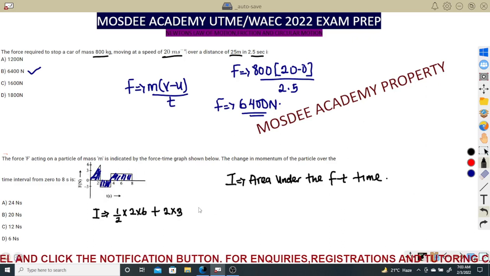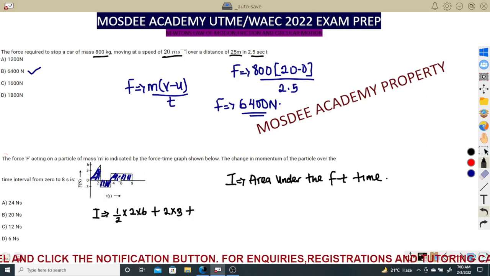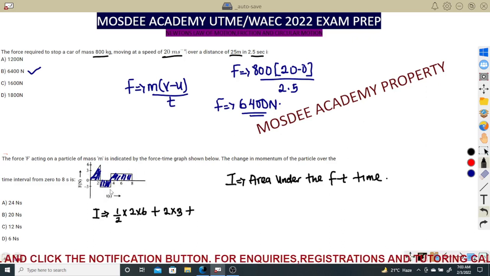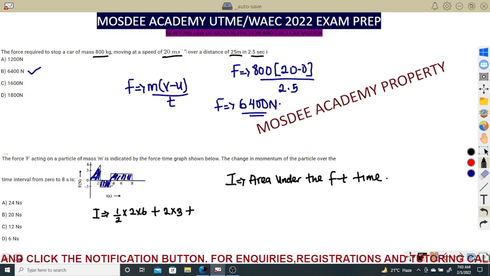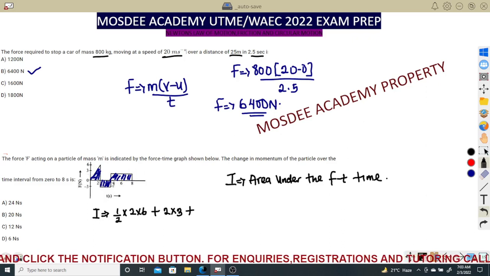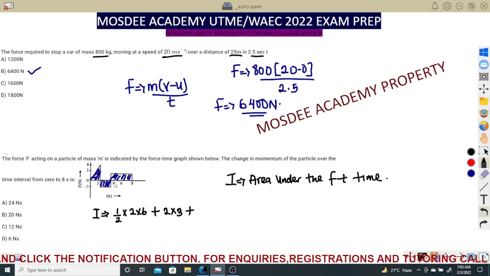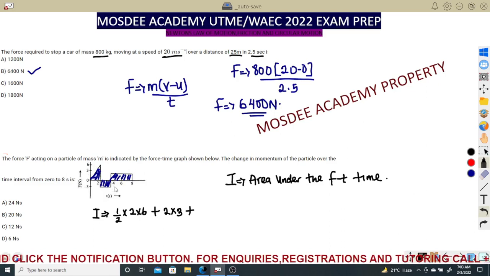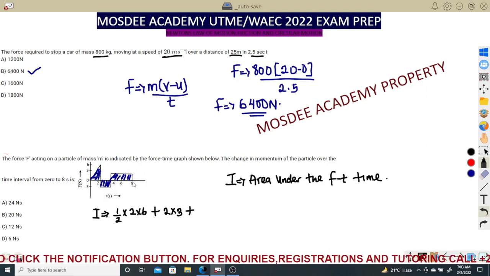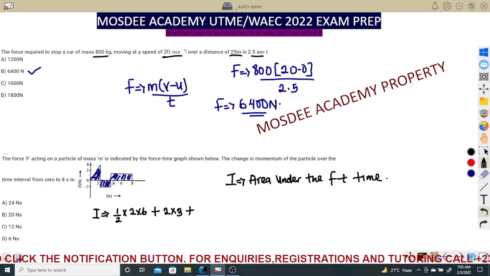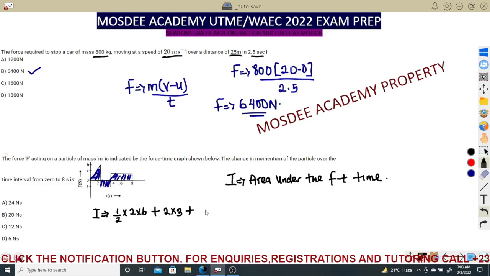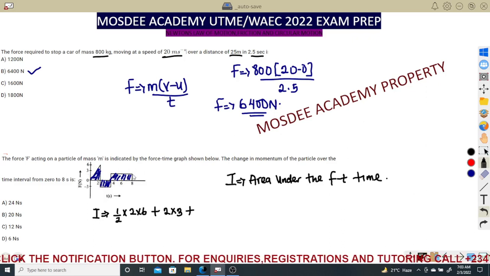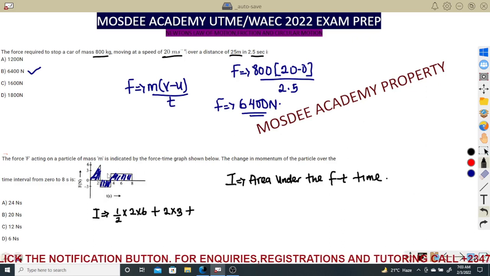Then plus the last one, the length is from 8 to 12. I think this space should be 4, but I'm thinking this space is 3 because the way it was indicated, it was not placed directly on 4. So maybe it's 3. The answer might not be accurate. I'm not so sure. But if I take it as 3, it will be 8 minus 3. That is 5. Then I will take the height of this place also as 3.